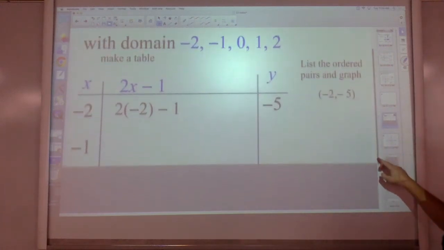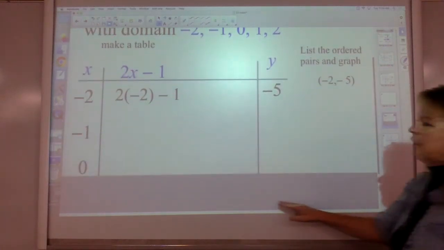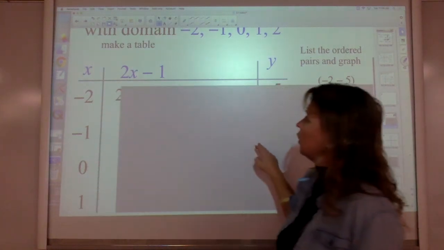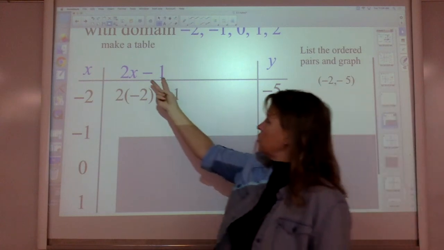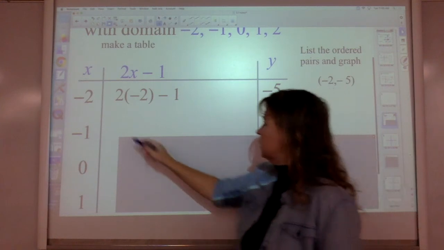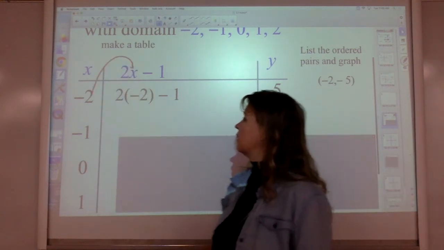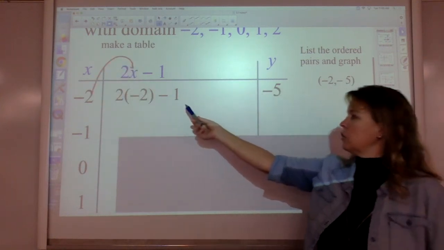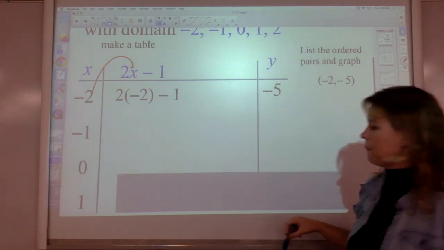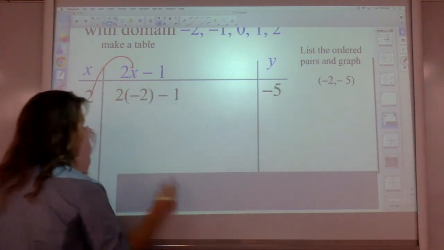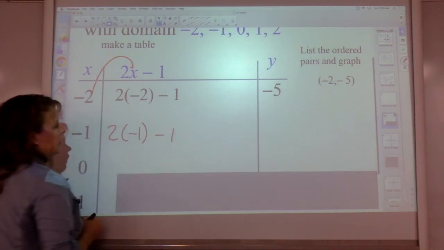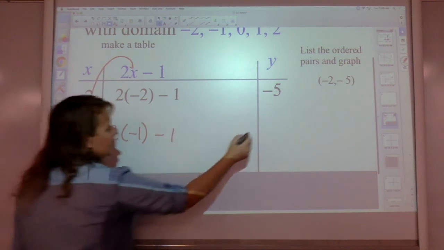Here's a table. This time it's made for you. The x values are the domain. So we have -2, -1, 0, 1, and 2 in order. The equation's in the middle, 2x minus 1. And we're going to plug in the -2 for x. Calculate that on a calculator. 2 times -2 minus 1 equals -5. We'll do it again with -1. 2 times -1 minus 1. Calculate that out. You get -3.